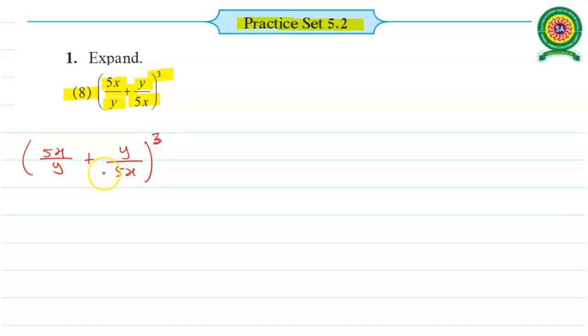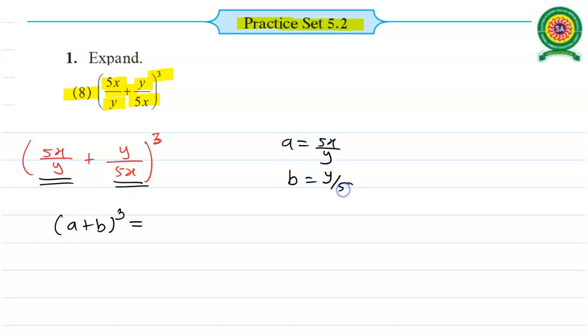Ultimately those two terms are reciprocals of each other. 5x divided by y is a reciprocal of y divided by 5x, and y divided by 5x is a reciprocal of 5x divided by y. So to expand it, let us compare it with a plus b the whole cube, so that a becomes 5x divided by y and b becomes y divided by 5x.